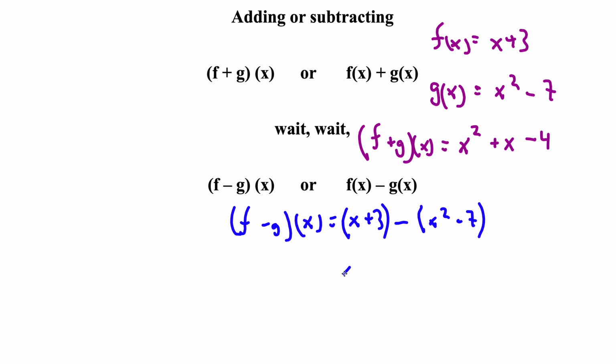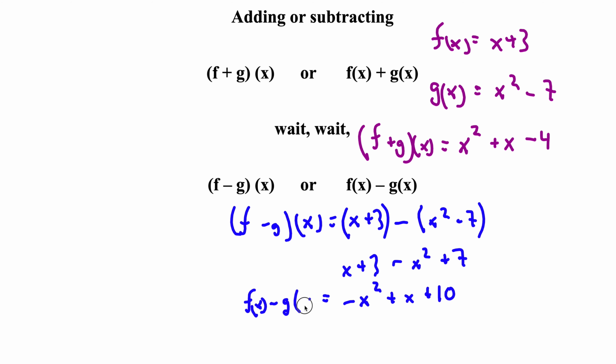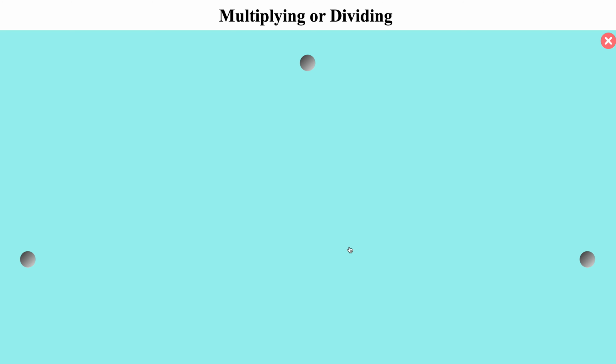Which means that x plus 3, nothing really changed, minus x squared plus 7, because you have to distribute the negative. So in the end, the fully simplified form would be negative x squared plus x, not plus, minus g of x. So just don't forget that piece when you're subtracting.